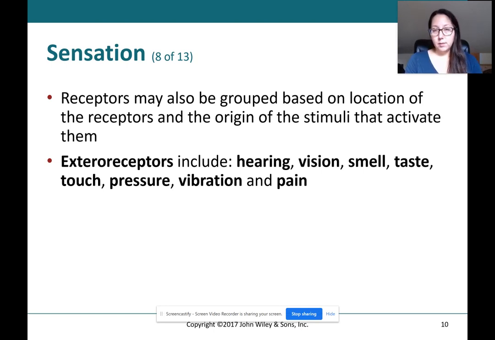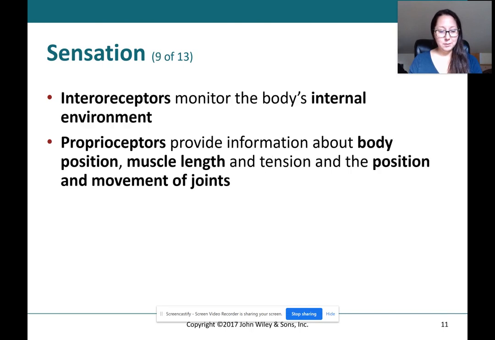So exteroreceptors are going to be more associated with the external environment. So when we're hearing things, we're hearing mostly things outside of the body, vision, okay, our external environment, smell, taste, touch, or pressure, vibration, and pain. We also have interoreceptors. So interoreceptors are going to monitor the body's environment. Think like baroreceptors, which monitor blood pressure.